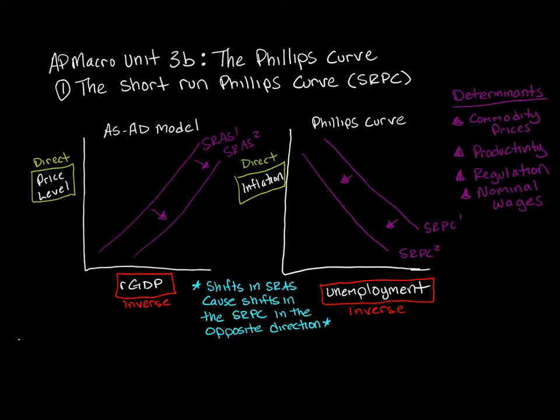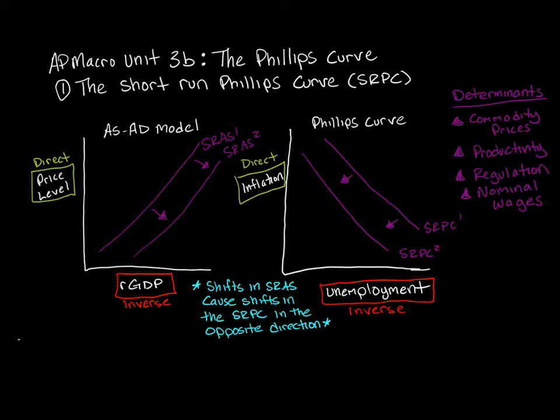So what we're seeing is essentially the same relationship along the short-run Phillips curve, but because we've inverted the x-axis and now we're looking for the unemployment rate as opposed to real GDP, it ends up with a downward sloping curve as opposed to an upward sloping curve. The up and down is going to be the same, but the left and right is going to be opposite here.